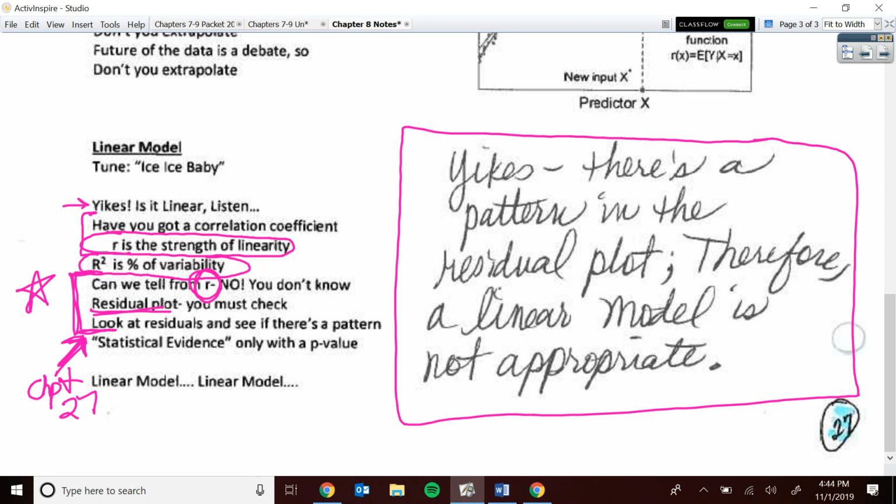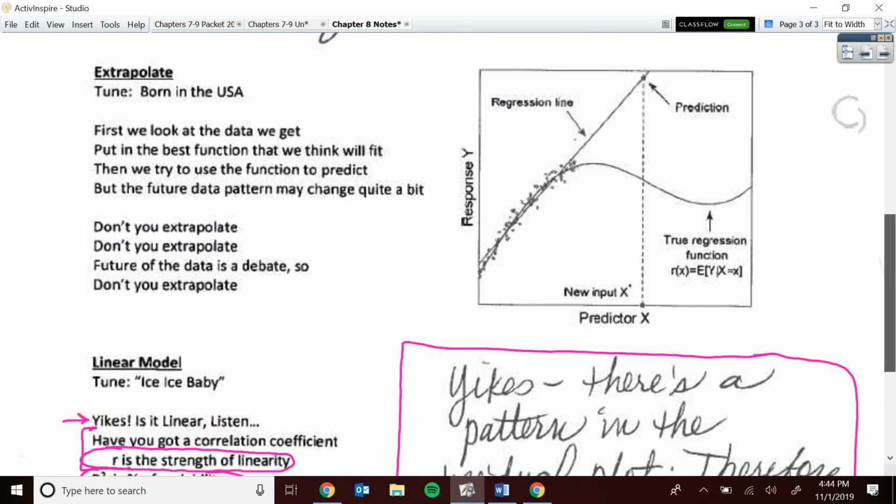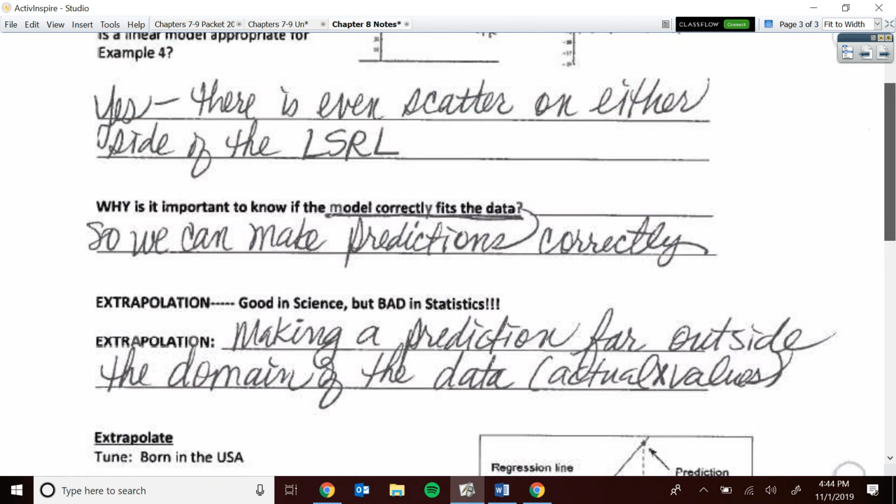No, you don't know. Residual plot. You must check. Look at the residuals and see if there's a pattern. Statistical evidence only with a p-value. Linear model. Okay, so we'll play the real music video for you after the notes. Let's talk about a last concept.